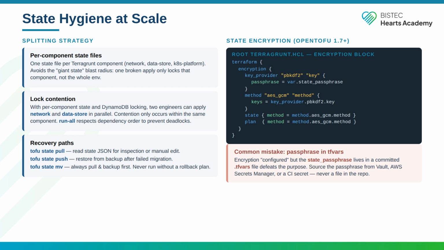State encryption in OpenTofu 1.7 is native via the encryption block. PBKDF2 key derivation from a passphrase, AES-GCM encryption, applying to both state files and plan files. The passphrase must come from a secret manager or a CI secrets environment variable, never from a tfvars file committed to source control.